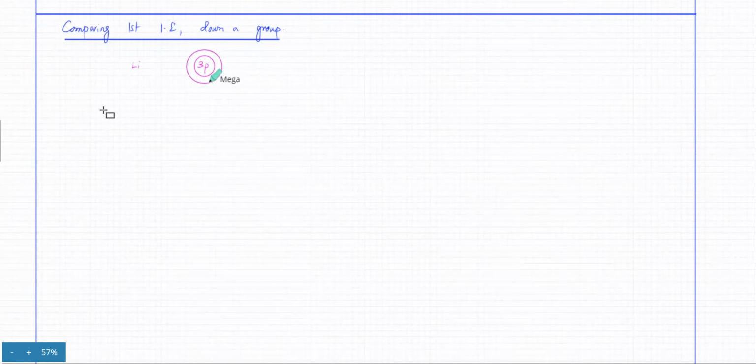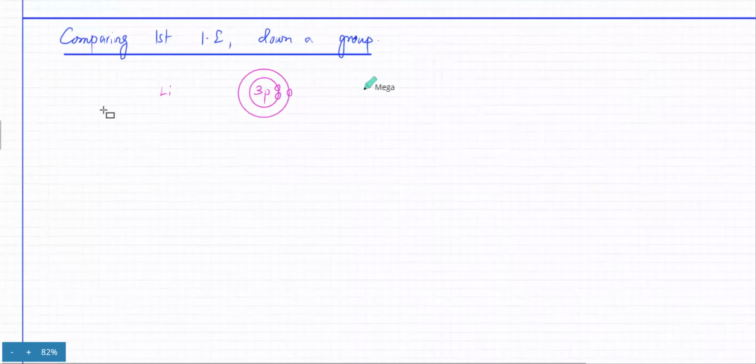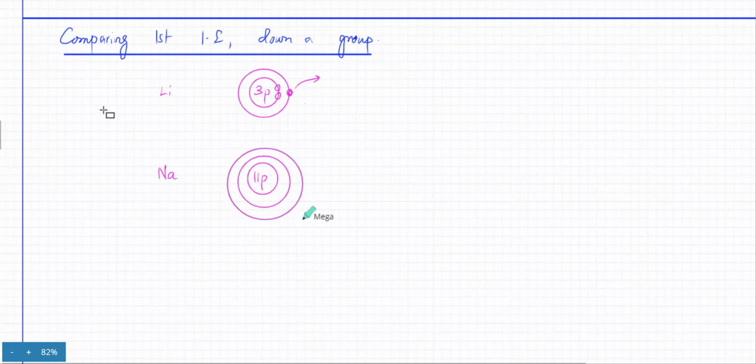So here is lithium. And we're talking about the first ionization energy, which means we are trying to remove this electron, the outermost electron. That's it. Below lithium is sodium. Sodium has 11 protons and 11 electrons, so it's 2, 8, and 1.